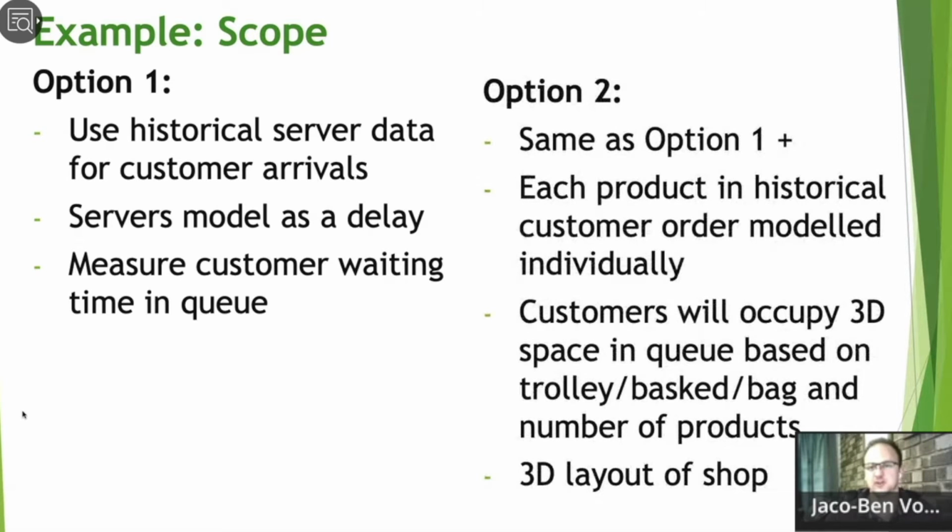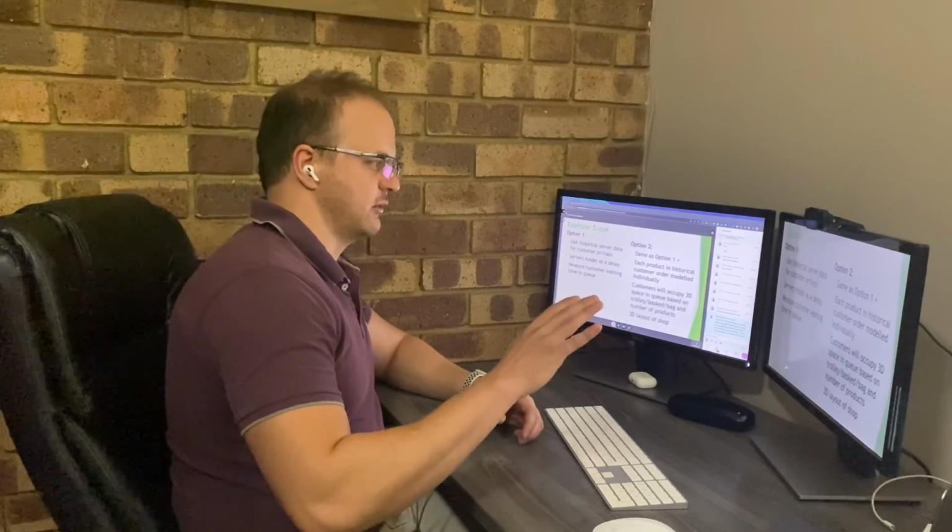And what about option 2, where we add in some additional scope, right? We're saying each product in the historical customer order will be modeled individually. So we're going to have products as agents sitting inside the customers. Customers will occupy 3D space in the queue based on their trolley or their basket, or they've got a bag, the number of products. We're going to have a 3D layout of the shop, right? So what is the problem with option 2 if we're saying that is too much scope?